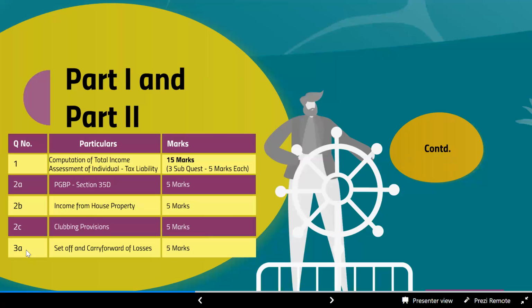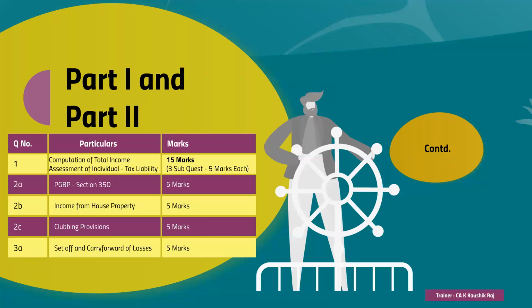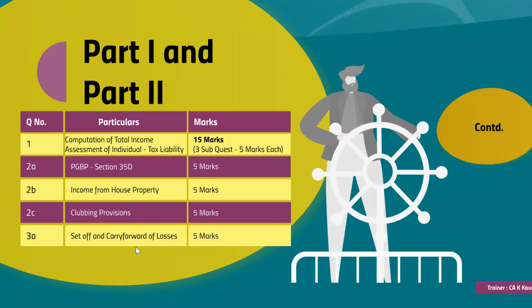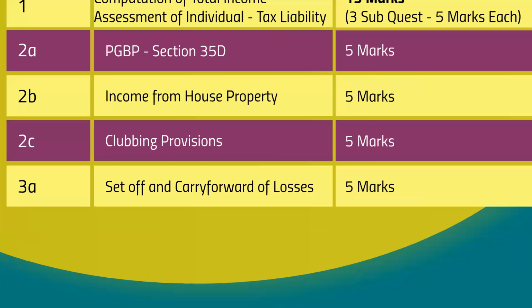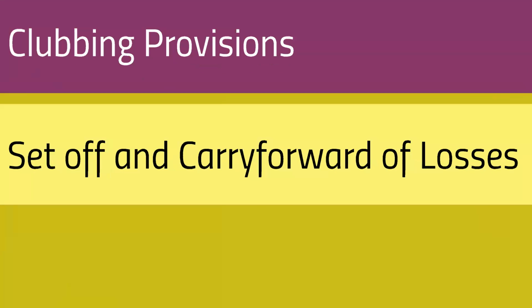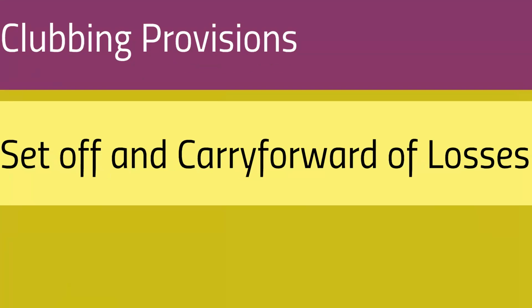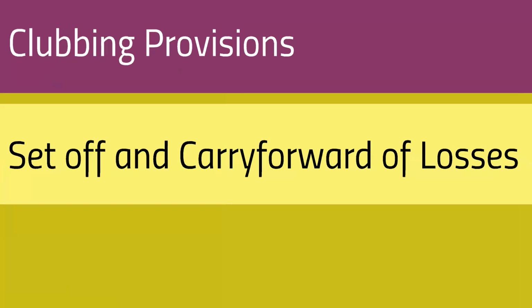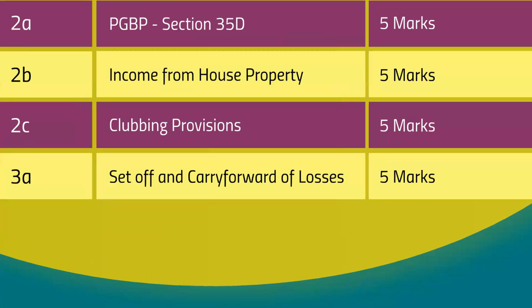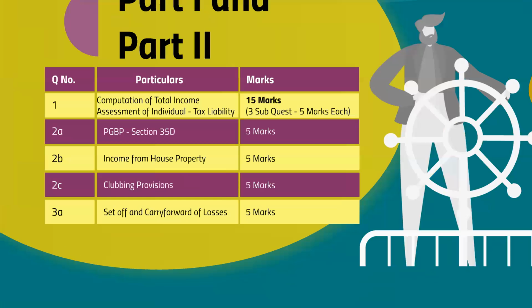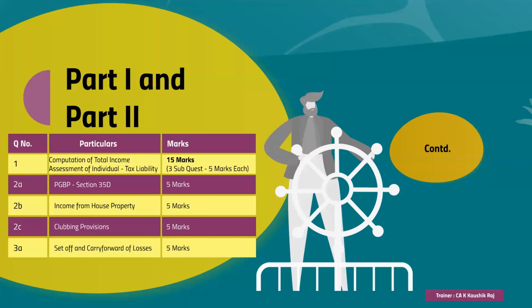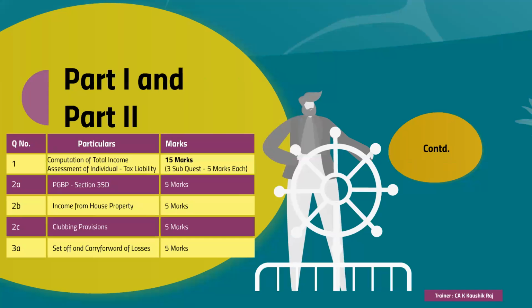Then moving further, question number 3, the next question. The first segment of question number 3 had a question on set off and carry forward of losses. This is again an ancillary chapter, not from the heads of income. If you see, already we have covered 10 marks from the different smaller chapters. Apart from the heads of income, there are already 10 marks coming from smaller chapters that the syllabus contains. So question number 3A had set off and carry forward of losses.